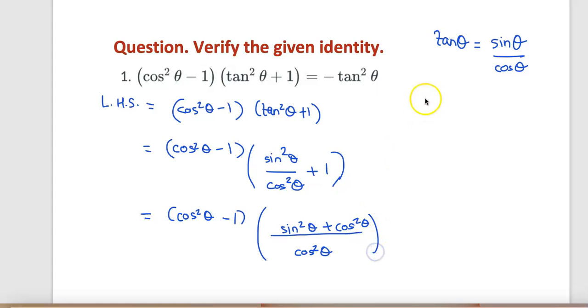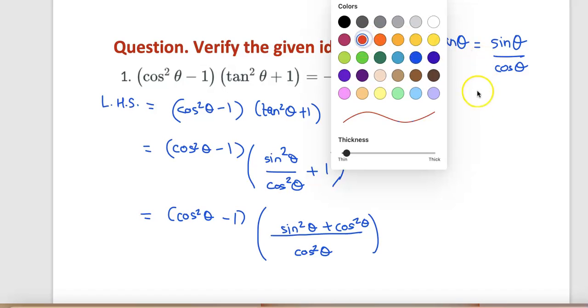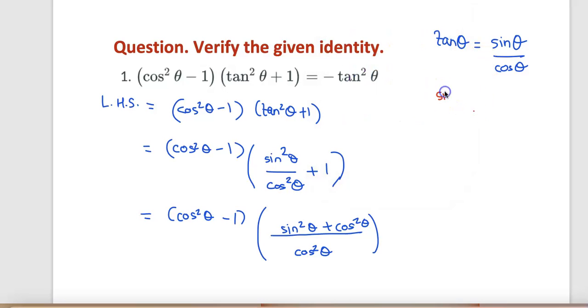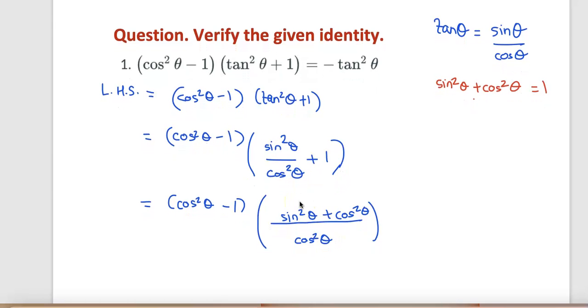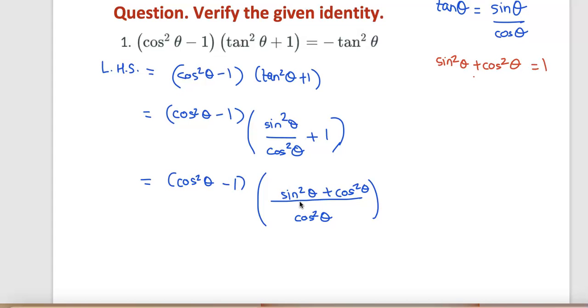Now if you remember on the previous slide I have shown you, we have some identities also. So we have a Pythagorean identity which is like this: sine square theta plus cosine square theta is equal to 1. So I will look at this part over here and I can see it says sine square theta plus cosine square theta, that I can rewrite as just 1 over there. So my next step will look like this: cosine square theta minus 1, and this will be my 1 over cosine square theta.